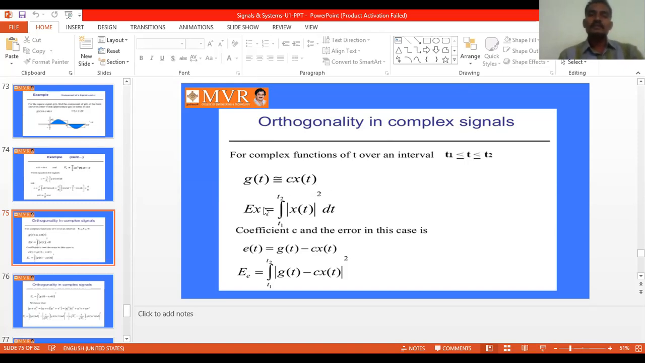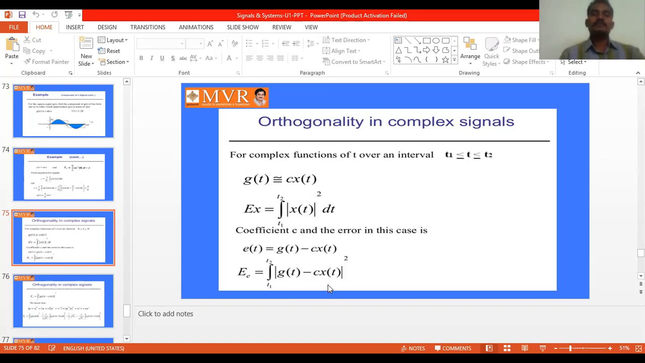So what is Ex? Ex is nothing but the energy of the signal, obtained in complex signals as integral t1 to t2 mod x of t whole square dt. The error in this case is e of t equal to g of t minus c into x of t, where E is equal to integral t1 to t2 mod of g of t minus c into x of t, whole square.